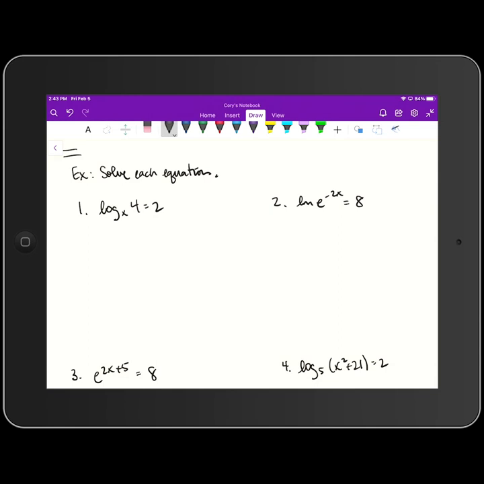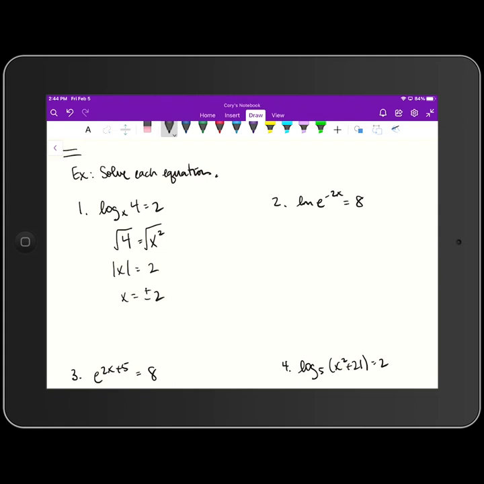When we look at the first one, log base x of 4 is equal to 2. If I write that log in exponential form, the base of the exponent will be x, the power will be 2, and that's equal to the argument of the log, which is 4. We can solve this by taking the square root of both sides. The square root of x squared becomes the absolute value of x, and the square root of 4 is 2, which makes x equal to plus or minus 2.